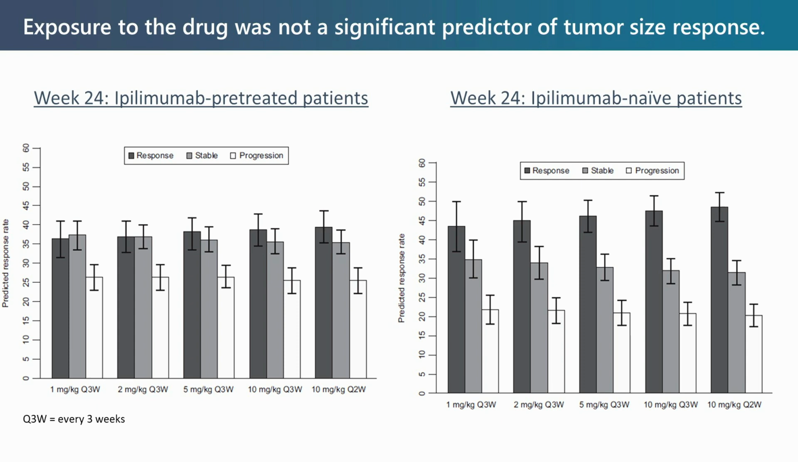As seen in the graphs, which show the predicted percentage of subjects in each category for different dose regimens, pembrolizumab exposure was not a significant predictor of response in the ipilimumab-experienced or ipilimumab-naive patients, as can be seen by similar predicted results across the entire dose range. The results are consistent with those that we showed in the other parts of the case study. 2 milligrams per kilogram every 3 weeks yields maximal or near maximal efficacy of pembrolizumab.